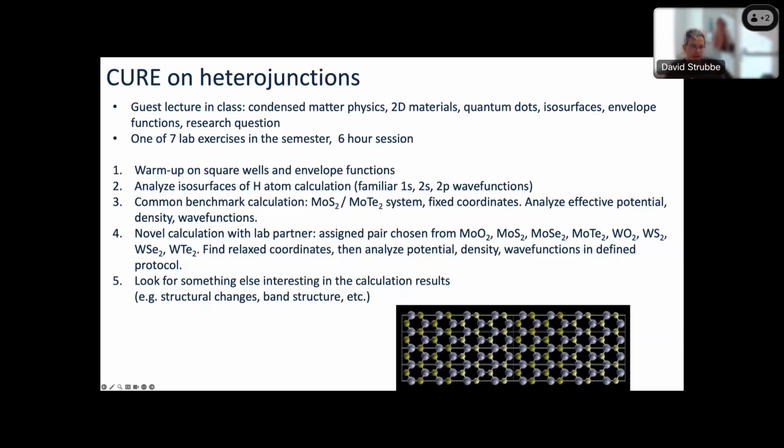And then I had mentioned that one of the key aspects for a CURE is to provide some way for students to have input into the project. So I asked them to also look for something else interesting in the calculation results that was not part of the defined protocol. So they could just dig into a lot of the other rich outputs that come from the SIESTA tool.